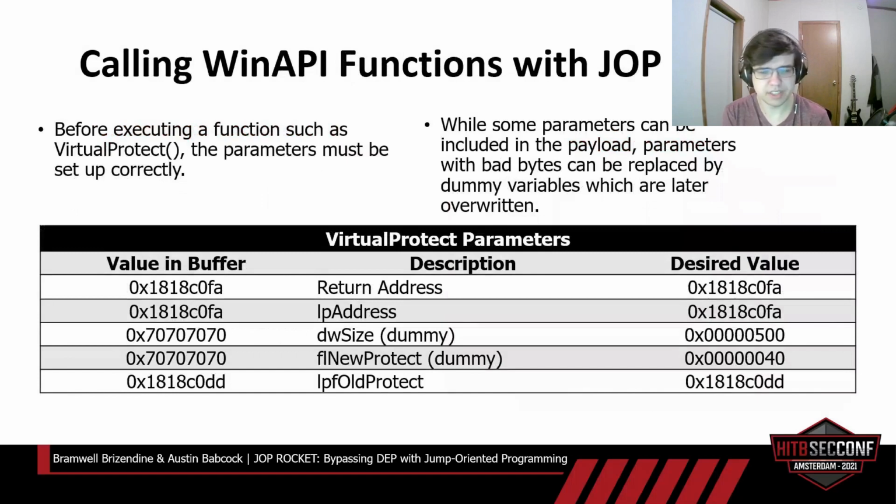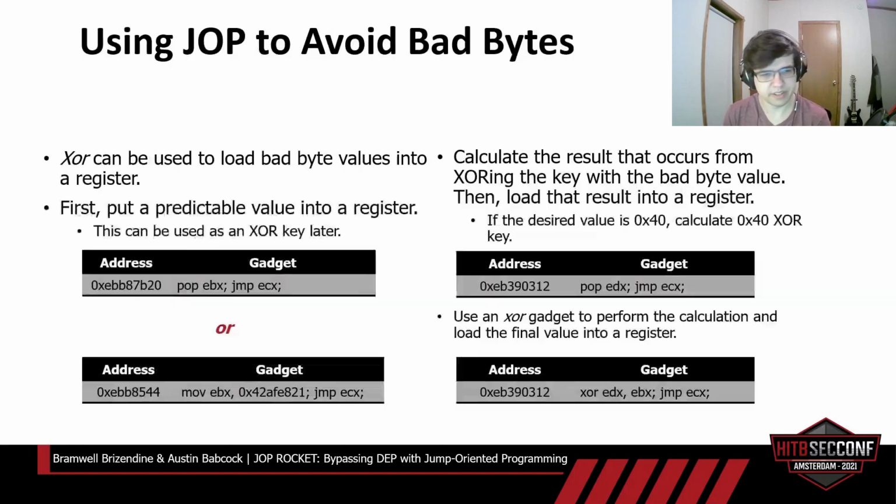With our Win API function calls, we have an example of the parameters that we would supply here for VirtualProtect. And when we have values for parameters that we know at the time of writing our exploit, things that can be hard-coded, we can just supply these into the payload themselves. However, with parameters that have to be dynamically generated based off of memory locations or bad bytes, we need to supply dummy variables that we can later overwrite using JOP. So talking about bad bytes is one of the reasons to supply dummy variables.